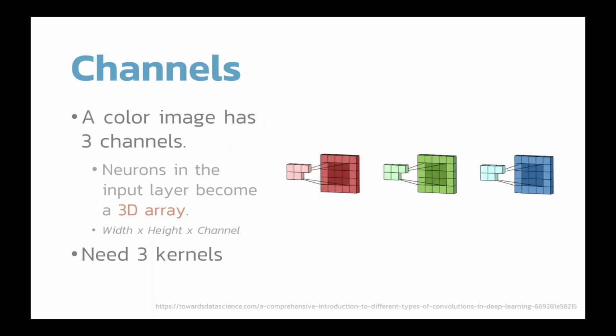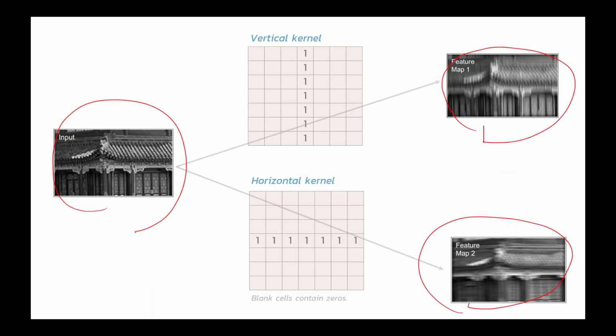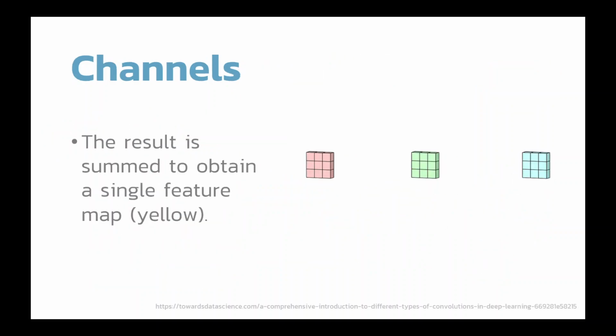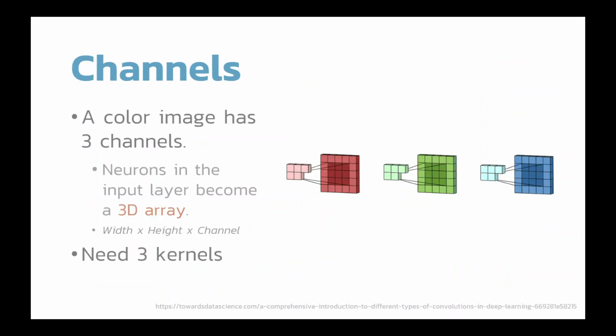Okay, we're almost done, so stay with me, okay? What we did previously were grayscale images, right? When you have a grayscale image, you only have one matrix. But if you have a color image, that means you start to have more than one matrix.